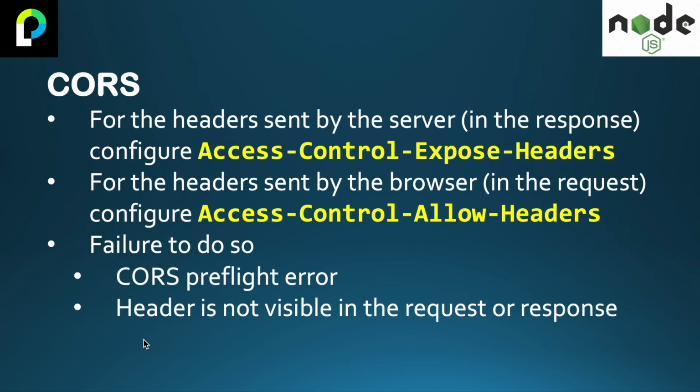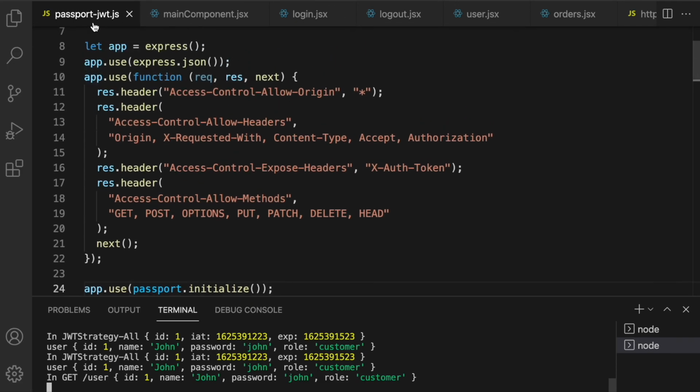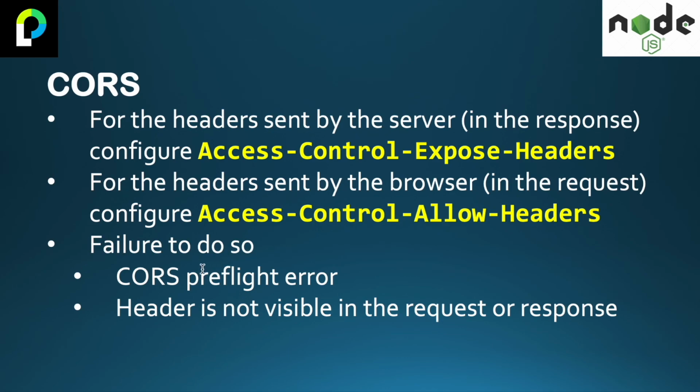So we configured in the last case authorization in access control allow headers and the X-Auth-Token in access control expose headers. Where do we configure it? We configure it here. So in our app.use here, which is the standard where we put in our other configurations, remember to make these changes. These are typical errors we get and they take a lot of time to debug. So remember these things. Failure to do so will give you a CORS preflight error.